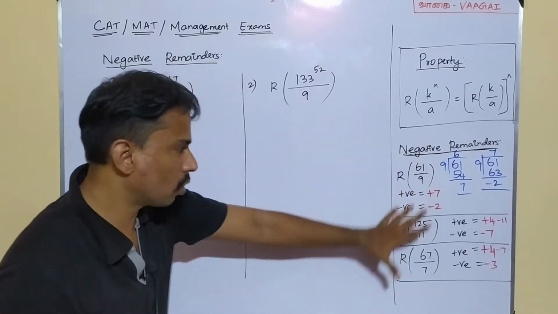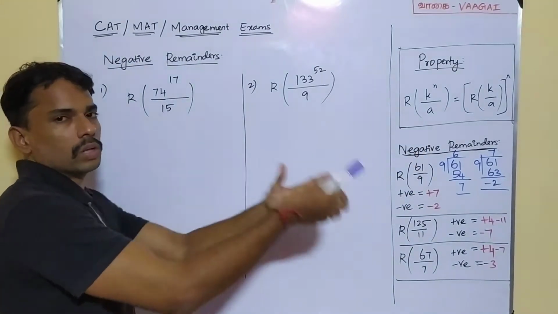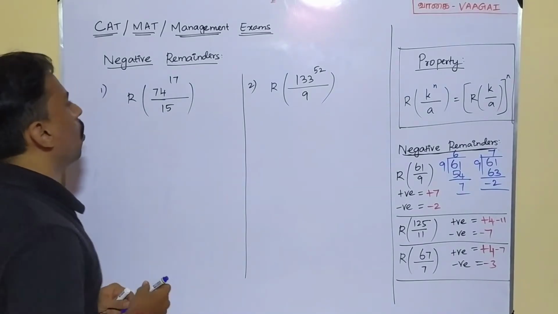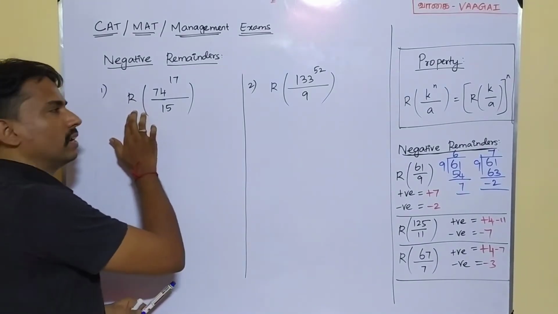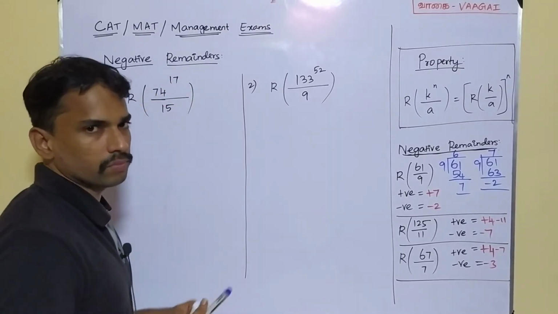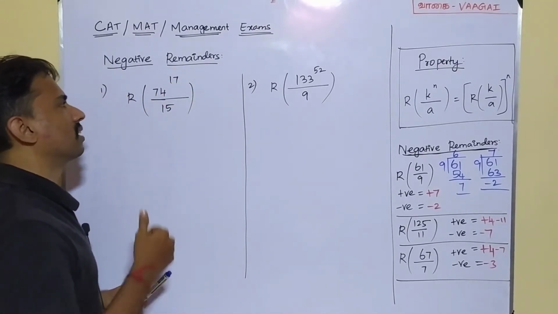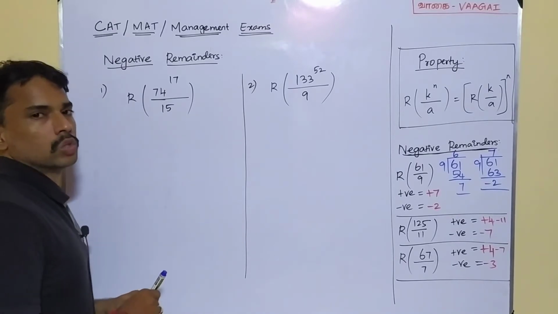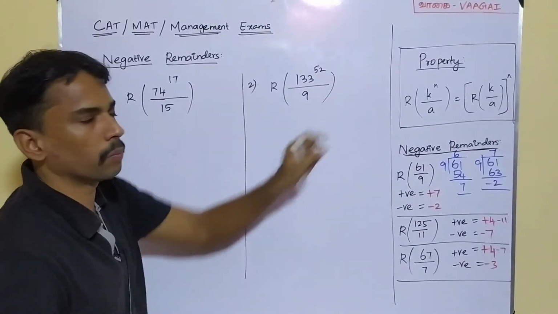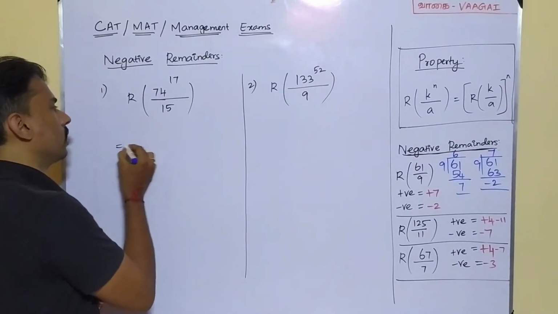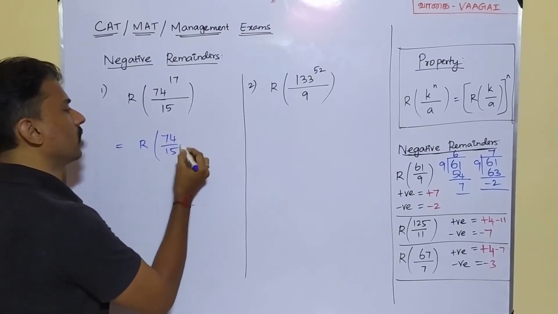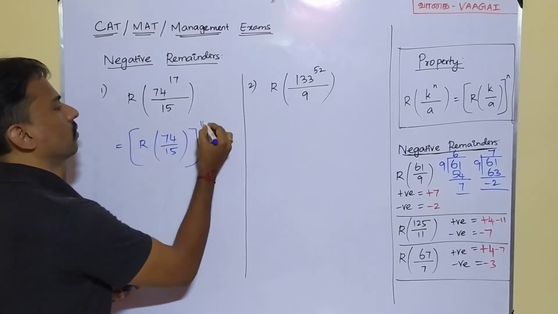Now with this concept we have got two problems. Let's work them one by one. Ready? Our first question: what is the remainder when 74 power 17 is divided by 15? So again, as usual, we will start using the remainders property first. Then we will get our answer as the remainder when 74 is divided by 15, and then we can raise it to the power 17.